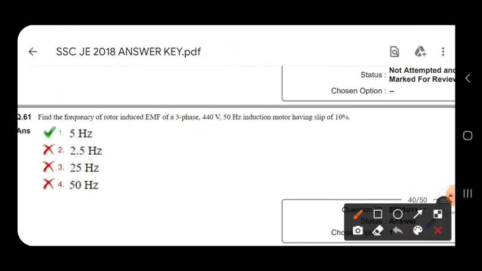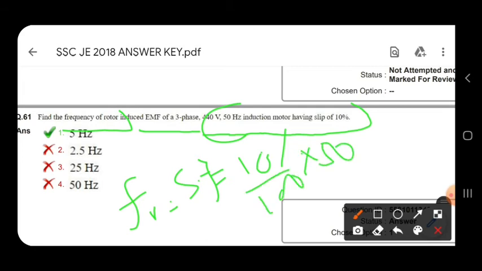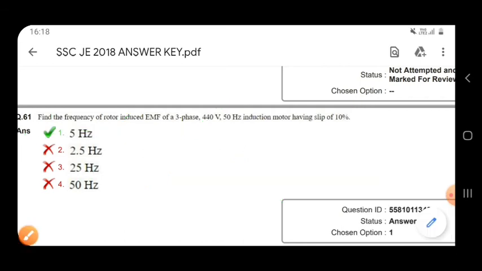Find the frequency of rotor induced EMF of a 3-phase 440 volt 50 Hz induction motor having slip of 10%. So if slip equals 10% and frequency is 50 Hz, find the frequency of the rotor. All of you know f_r equals slip multiplied by the normal frequency. So multiply 10 upon 100 into 50, and you will get the answer: 5 Hz.